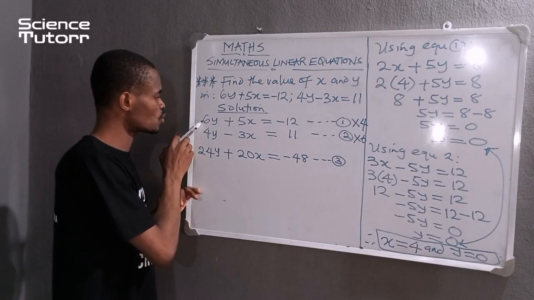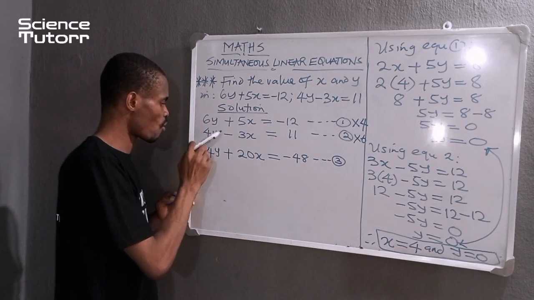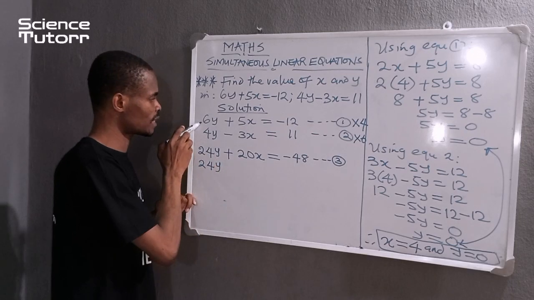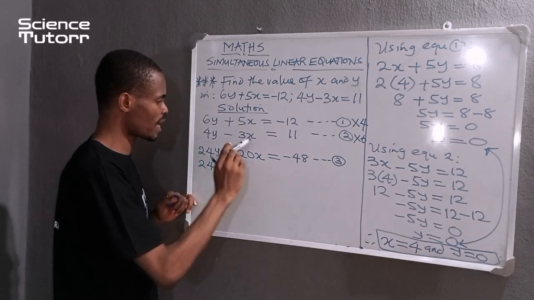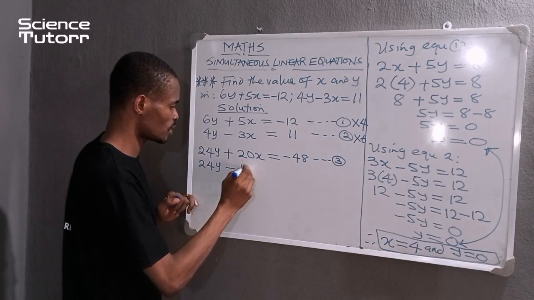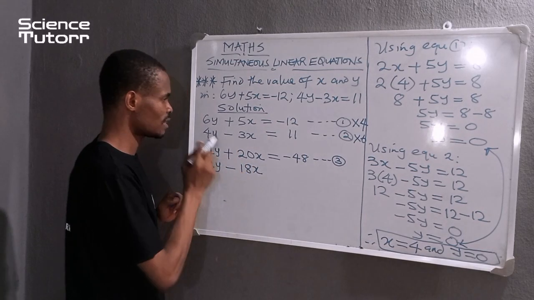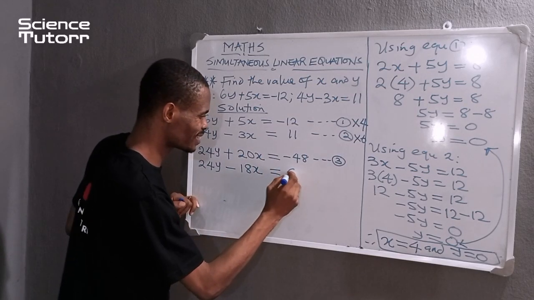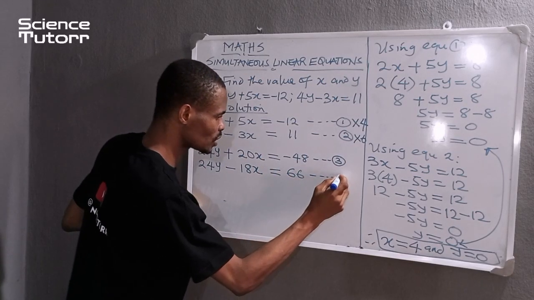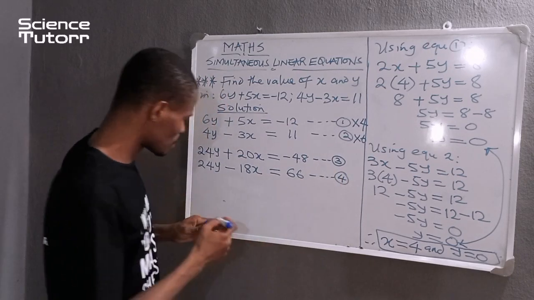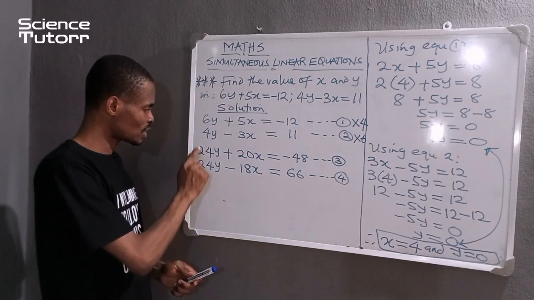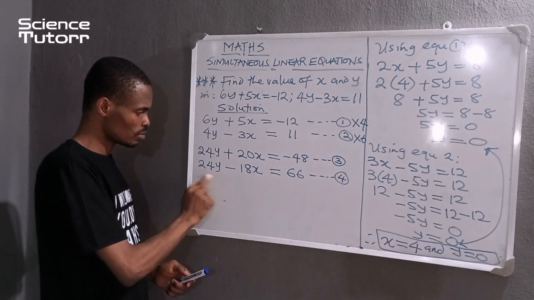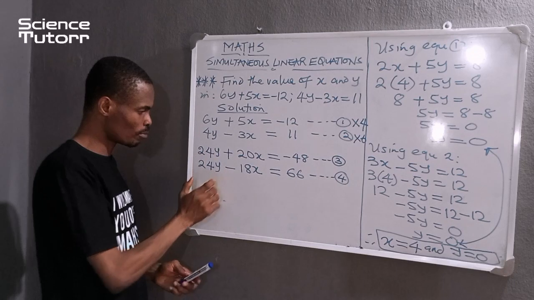I will do the same thing using 6. 6 times 4y will give me 24y. 6 times minus 3x will give me minus 18x. 6 times 11 will give me 66. I will call this equation 4. At the end of the day, we have established something common, which is 24y on both sides.